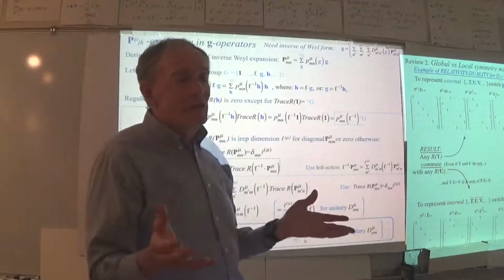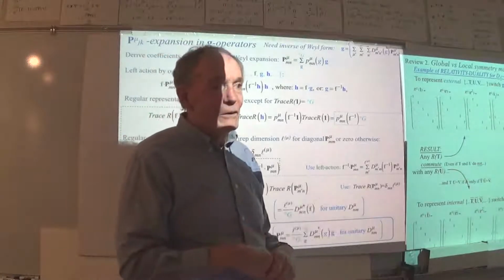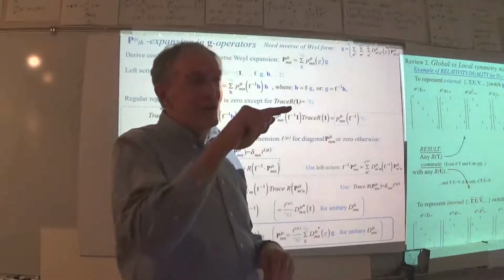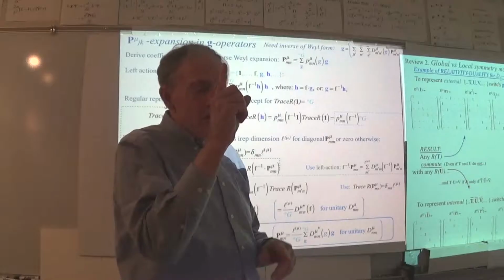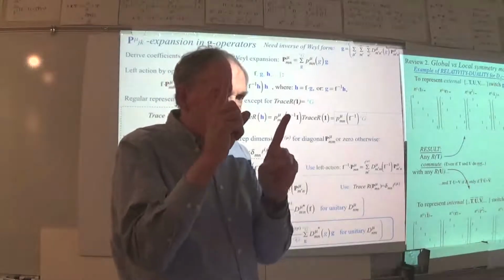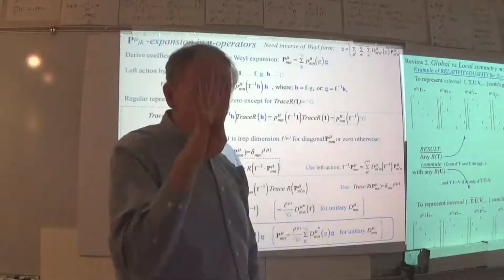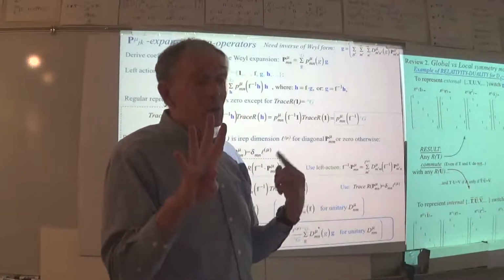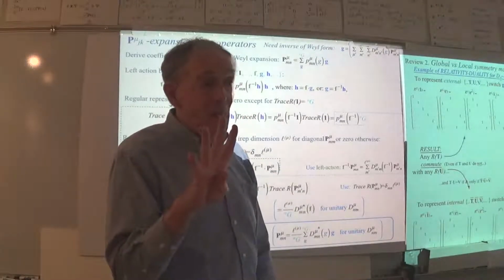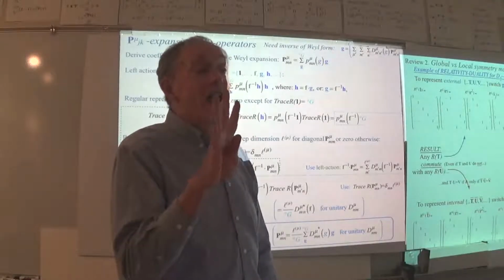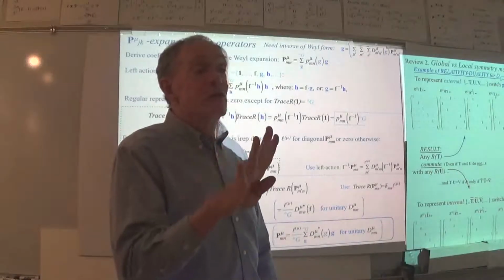Well, for a D3, the rank, the sum of A1, that's 1, plus A2's dimension, that's 1, and then E's dimension is 2, so 1 plus 1 plus 2, that's 4. That's the rank 4 of the group we're working with here. It has that number of mutually commuting observable quantities.